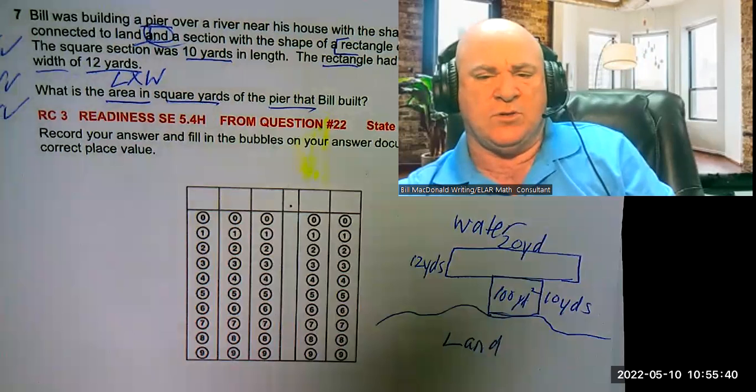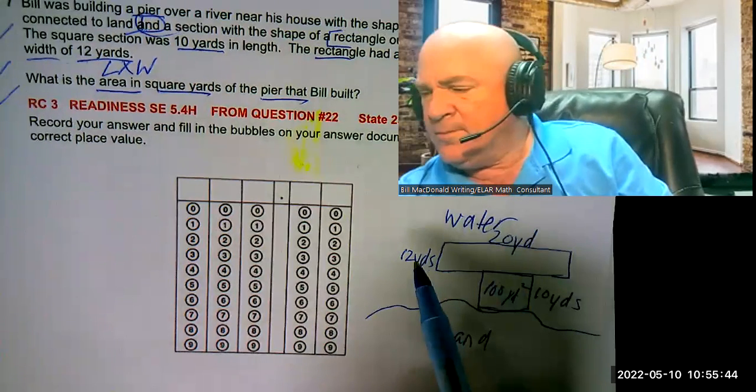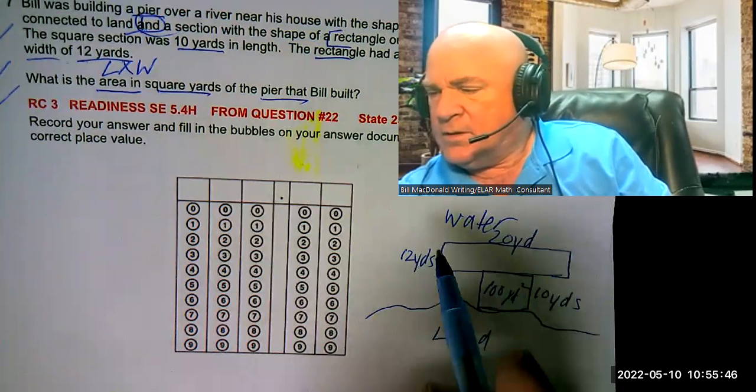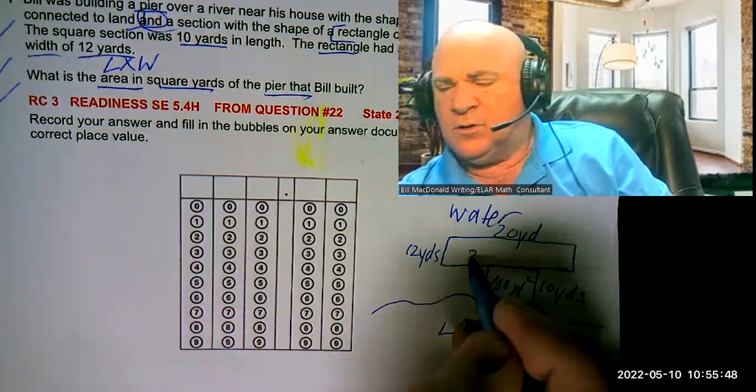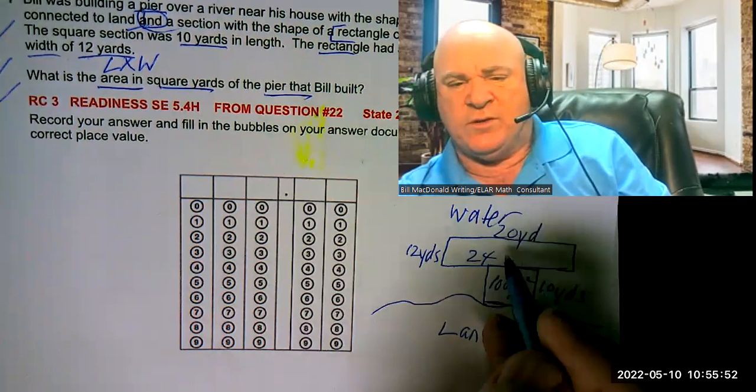So using the shortcut with zeros, 12 times 2 is 24. And then all you have left is a 0. So the product of 20 and 12 is 240.